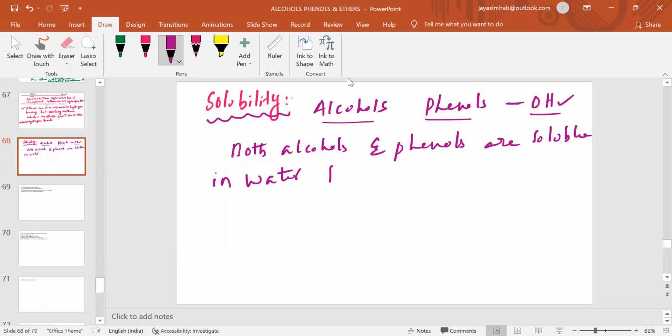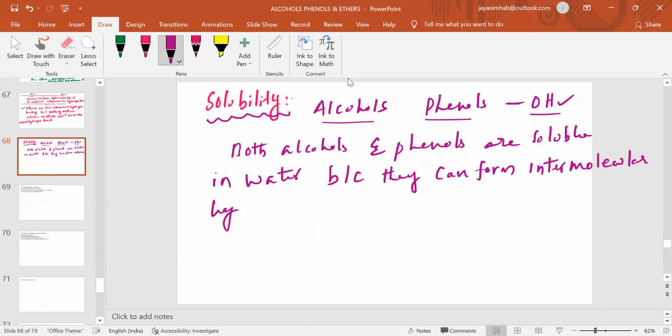Because again the same thing, they can form intermolecular hydrogen bonds. Understand? So this is the important point to be remembered. Both alcohols and phenols are soluble in water because they can form intermolecular hydrogen bonds. So that intermolecular hydrogen bonding I have shown you already.